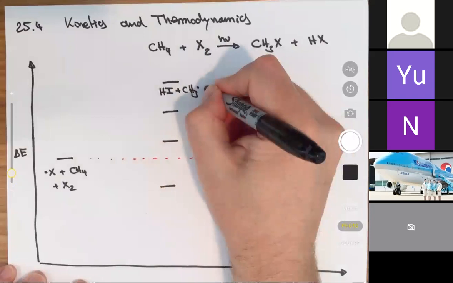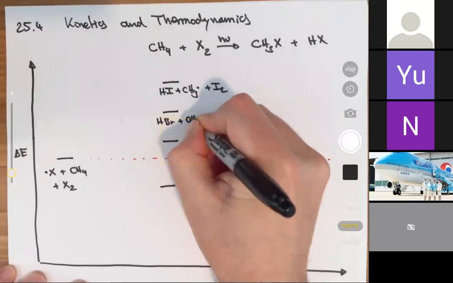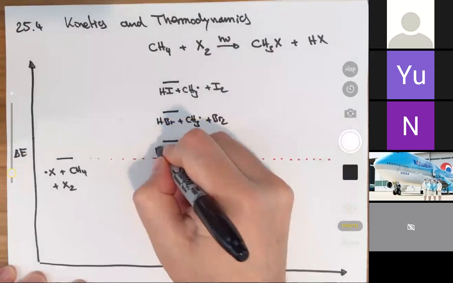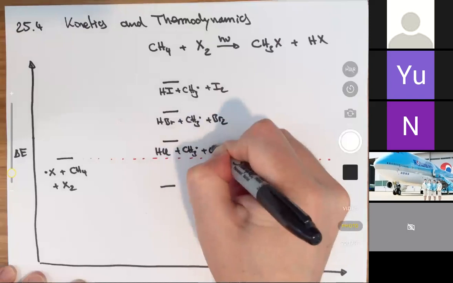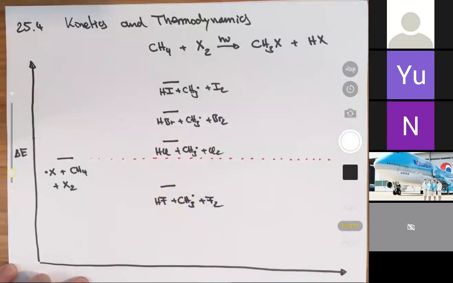The next lower one is the brominated species. So HBr plus CH3 radical plus Br2. The next one is HCl plus CH3 radical plus Cl2. And the lowest one is HF plus CH3 radical plus F2. And I'm going to pick a different color here.